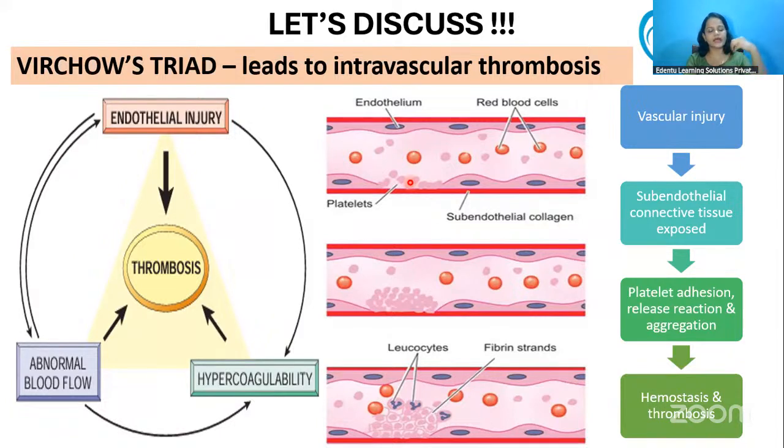When it gets exposed, the platelets will try to come and seal off that injured part. So platelets come, which results in platelet adhesion. Then there will be a release reaction, with release of granules from the platelets, and it will result in platelet aggregation also, which can further contribute to hemostasis and thrombosis.